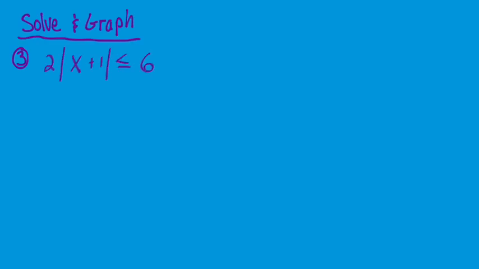So we want to isolate our absolute value first. On this one, I'm going to divide off the 2 first before I do anything. I also see that this is a less than situation. So ultimately, I should get a less than, or the ones that are pointing towards each other.